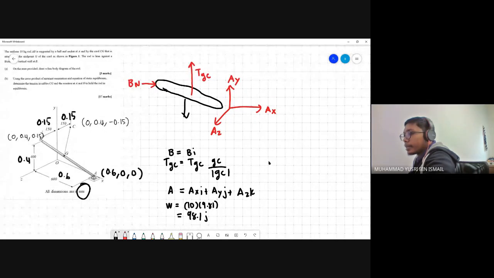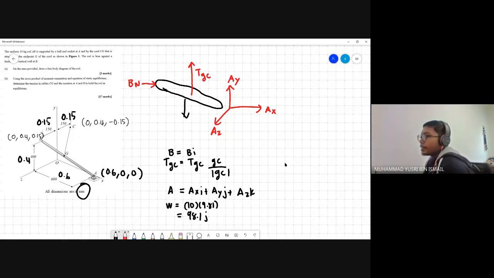So from here, what we need to do next, based on the definition of moment in three dimensions, is calculate all of the unknowns, which are AX, AY, AZ, and TGC. Using our understanding, we can determine TGC and BN by taking moment at A. By taking moment at A, we can use RAG and RAB to determine TGC and BN.